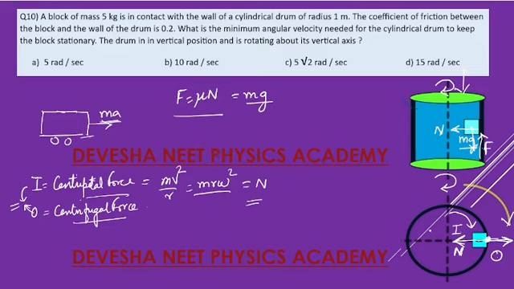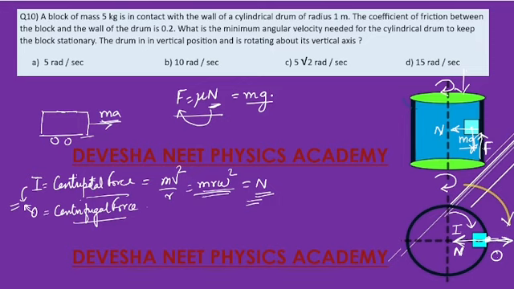The more the angular velocity, meaning the more the rotational velocity, the more the centripetal force will be. It will also have an impact on N. The more the N, the more will be F. The more the friction force, the more resistance it exerts towards the top, and it will hold the body against the cylindrical drum. It will not allow this to fall. So mu N is equal to mg.